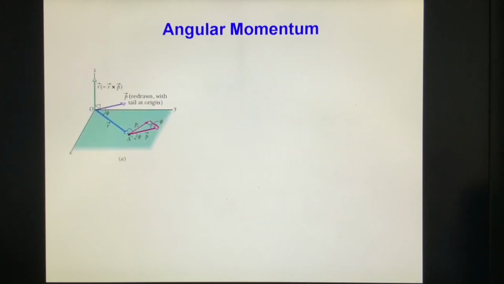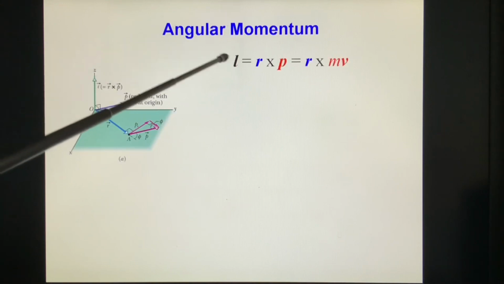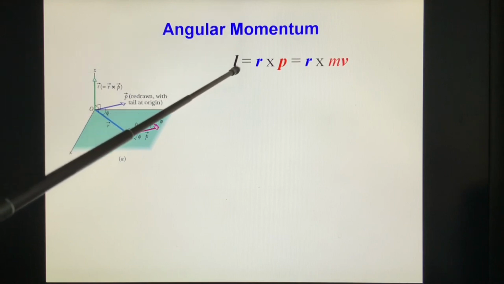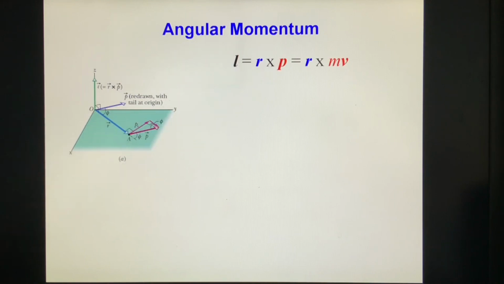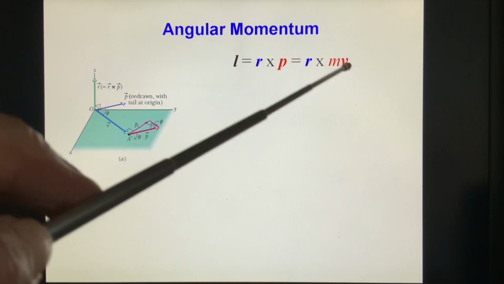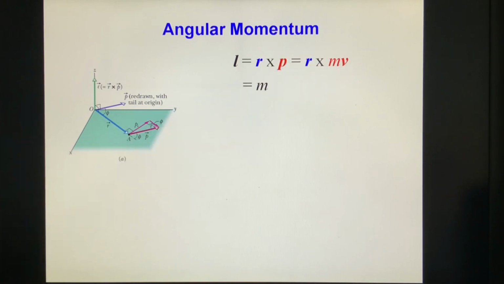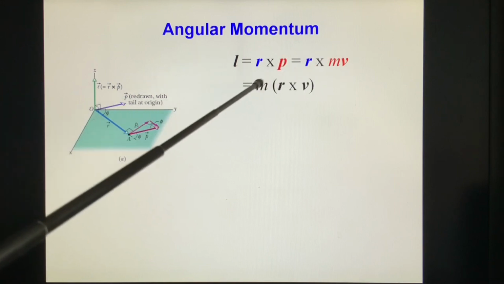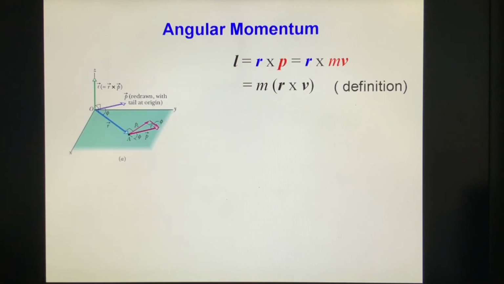Angular momentum. We define the angular momentum of a single particle as L equals R cross P, where R is its position, the acting point. P is the linear momentum, m v, and the m can be taken out to the side. This is the definition.